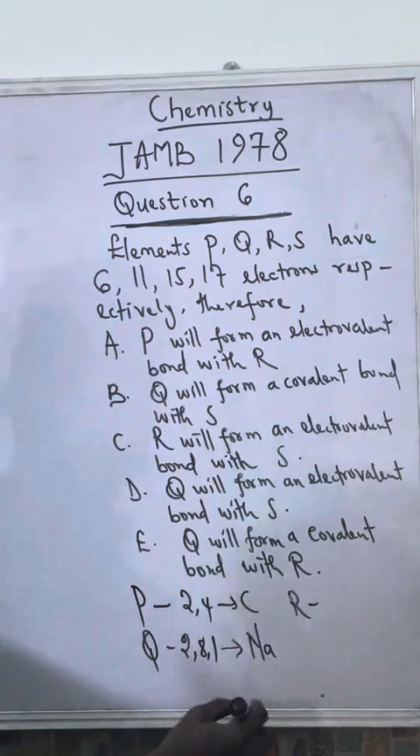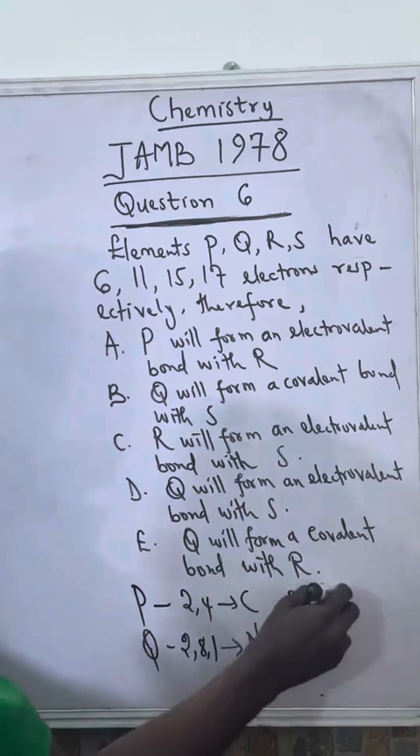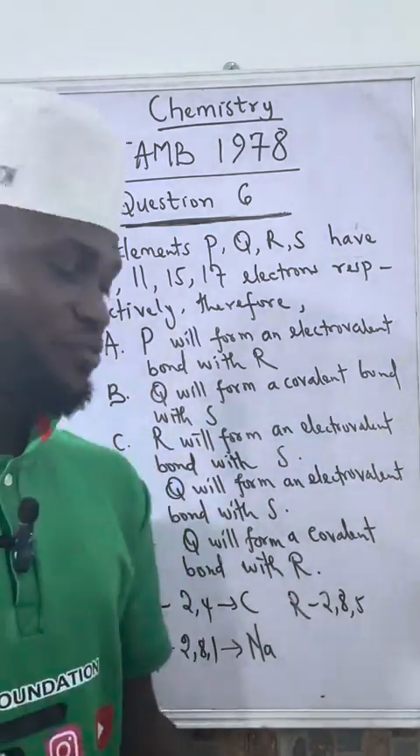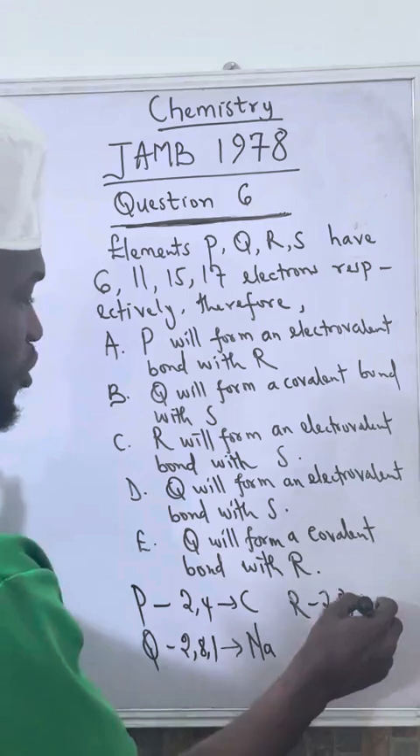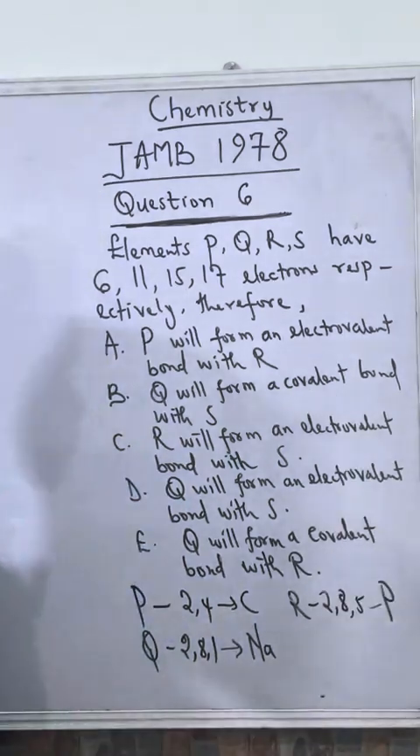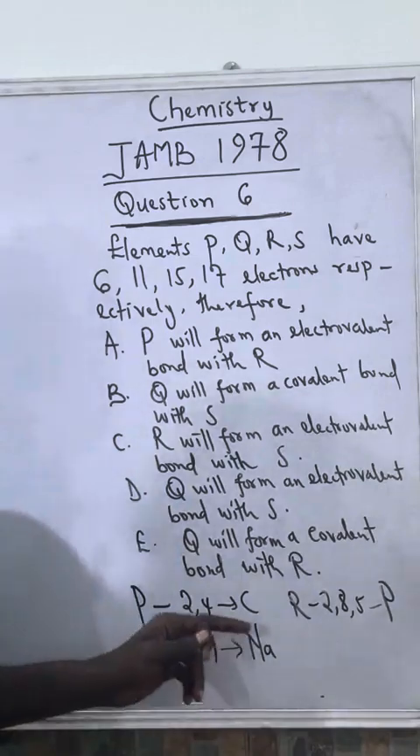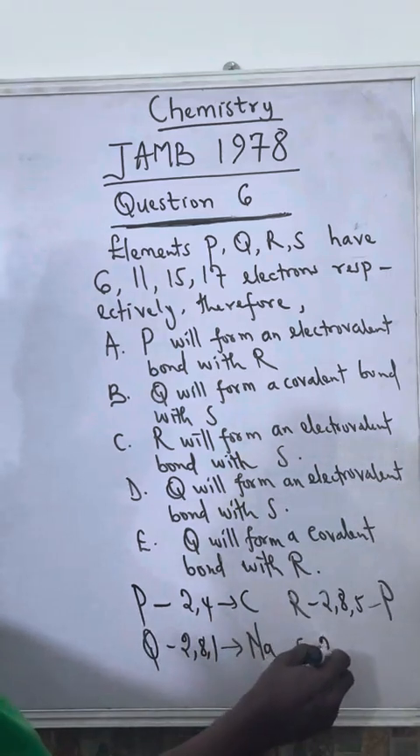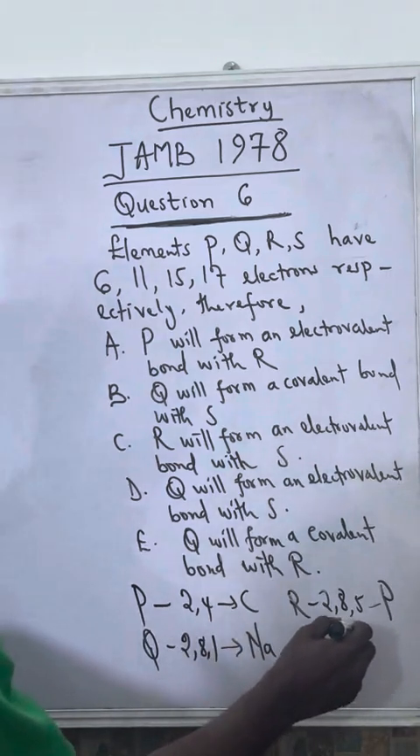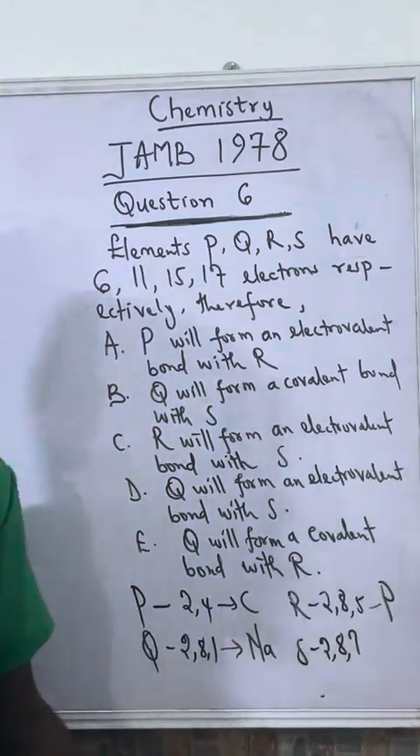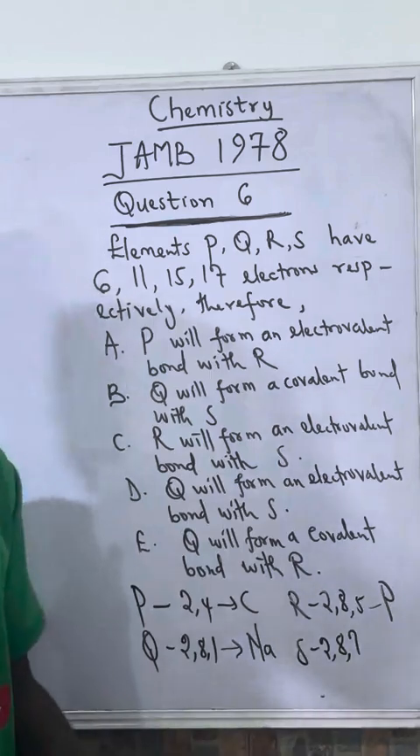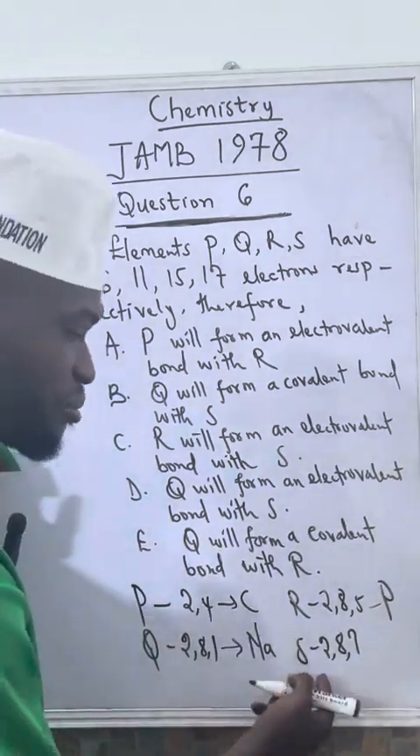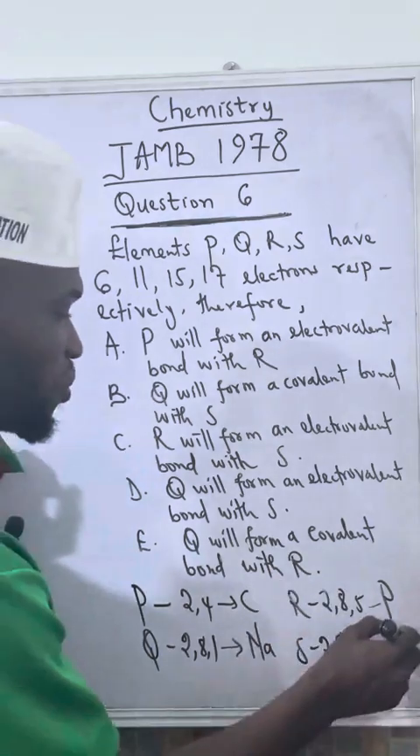Let's go for the third one, R. Let's write the atomic number of R, which is 15. That will be 2, 8, 5. So which element is number 15? That is phosphorus. Next is 17, which is S. That's 2, 8, 7. So this belongs to group 7, the halogen family. So this element with atomic number 17 is chlorine, no doubt.